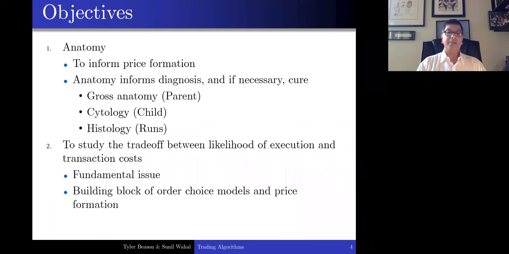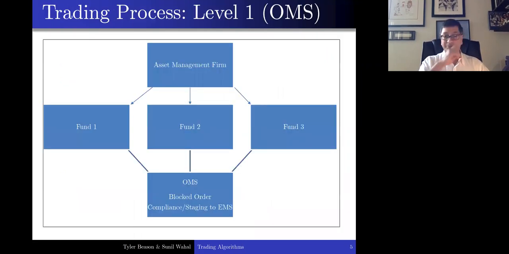After anatomy, I'm going to focus on the trade-off between the likelihood of execution and transaction costs. Again, I don't think I need to tell this audience, but that's a fairly fundamental issue. And it's certainly a building block for order choice models and price formation.